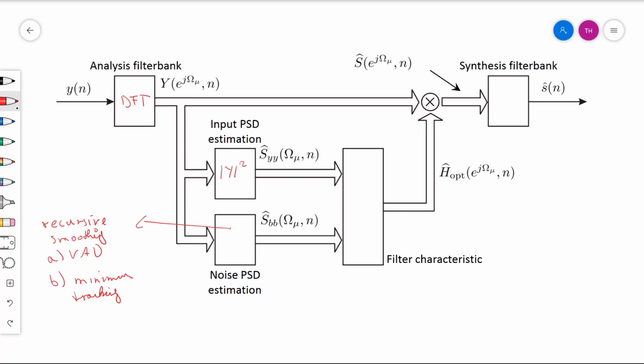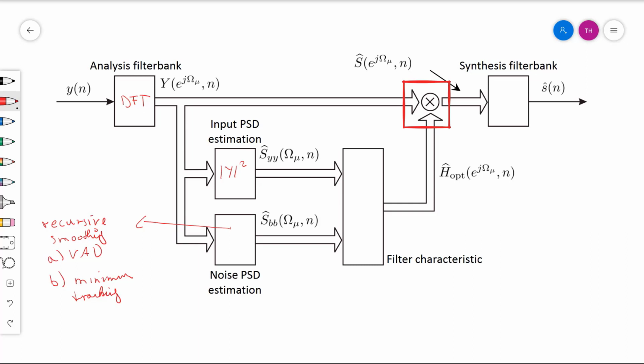Best would be to use the one with the maximum operator. And once we have those weights, we can apply them up here as a multiplication. We multiply them with our short-time frequency spectrum of our observed signal, and we still have our phase information there. And this multiplication is, of course, then frequency selective. The output of this multiplication is then an estimate of the desired signal short-time frequency spectrum.